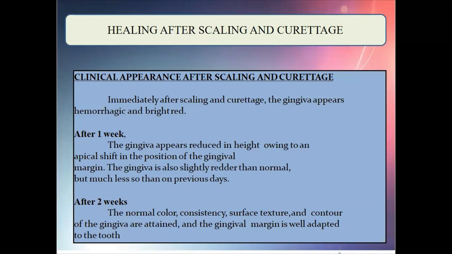The changes in clinical appearance are these: after 1 week, you will see that the gingiva appears reduced in height owing to an apical shift in the position of the gingival margin. The gingiva is also slightly redder than normal because different inflammatory and proliferative changes are taking place post treatment, but much less than in the previous days. After 2 weeks, you will see that the normal color, consistency, surface texture and contour of the gingiva are regained, and the gingival margin is well adapted to the tooth.